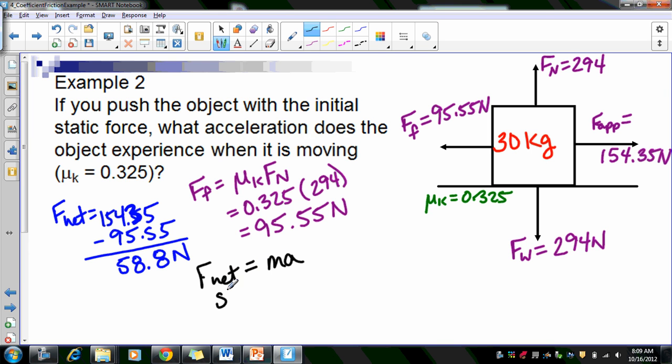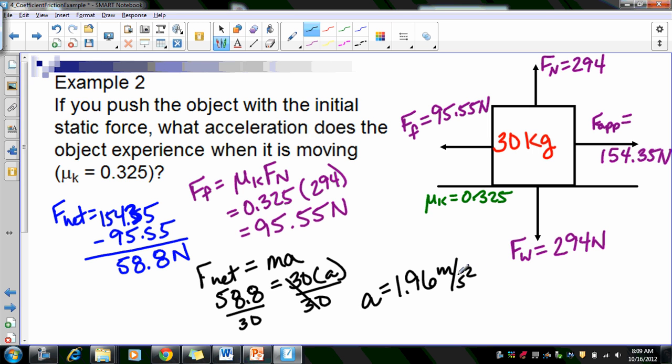to find the acceleration. So 58.8 equals 30 times A, so we divide by 30, and we get an acceleration of 1.96 meters per second squared. So not a very large acceleration, but still an acceleration. So this would be whenever you initially got that cart moving, you know, the little wagon, you would see it initially start speeding up, and then they would start to push with a constant velocity. But initially they were pushing at a certain force that was equal to that static friction, but now since it's moving, the frictional force is less.